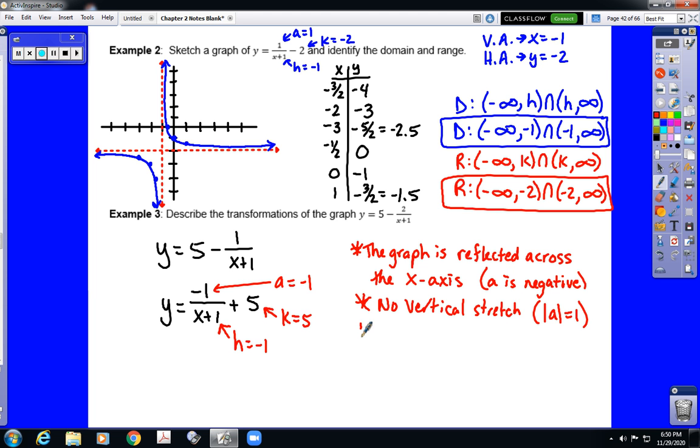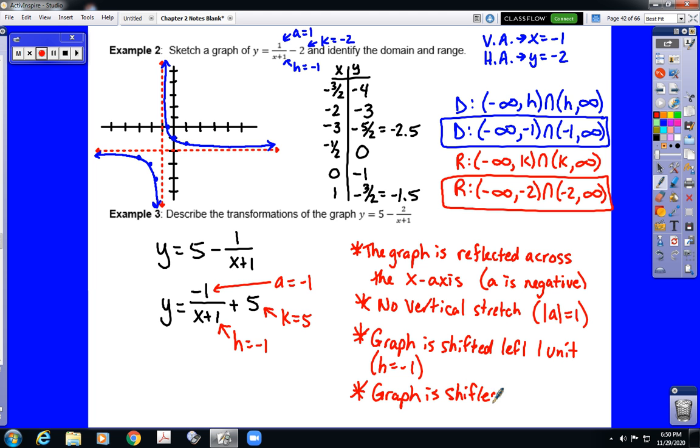The h value of -1 tells us that the graph is shifted left 1 unit because h is -1. And the k value of 5 tells us that the graph is shifted up 5 units because k is +5. Again, those two things really should all be review, and we should be able to move on without too much of an issue.